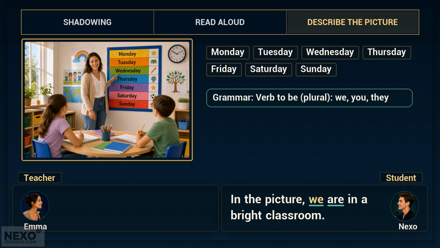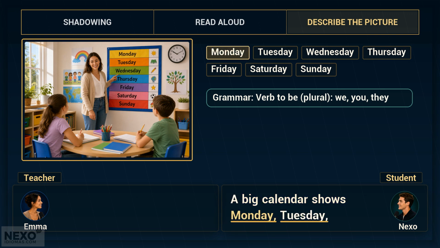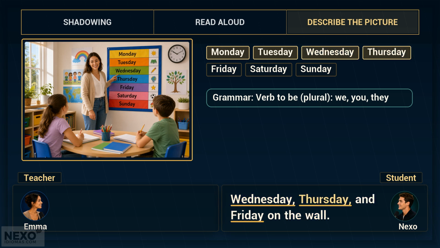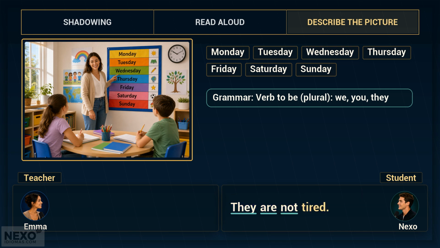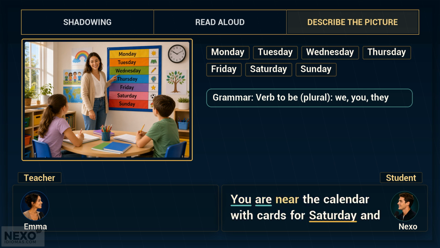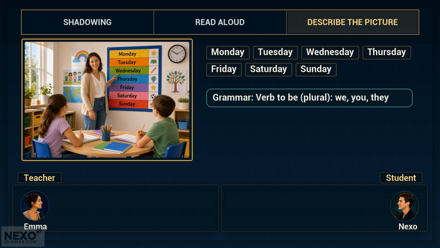In the picture, we are in a bright classroom. A big calendar shows Monday, Tuesday, Wednesday, Thursday, and Friday on the wall. 2 children are at a table, and they are smiling. They are not tired. You are near the calendar with cards for Saturday and Sunday. The teacher is happy, and the room is clean. We are ready to speak English.